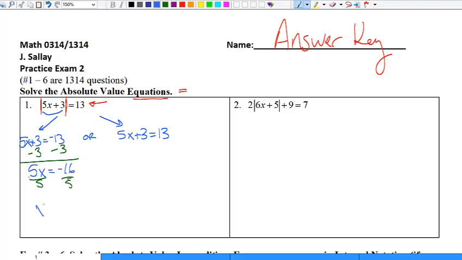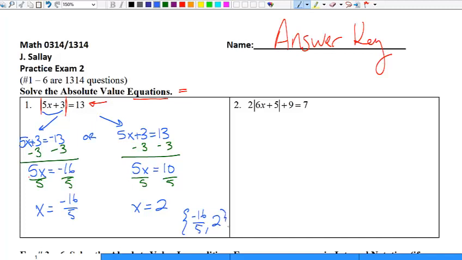So the first one, I'm getting negative 16/5, and it doesn't really matter which order you put them in, one on the left or one on the right. Whatever makes you happy. Okay, so I'm getting x is equal to 2 and x is equal to negative 16/5. Those are two distinct answers. It's not an interval of answers, so it's just two answers. You could leave it x equals if you want, or you could put it in the solution braces. Either of those two ways is correct.